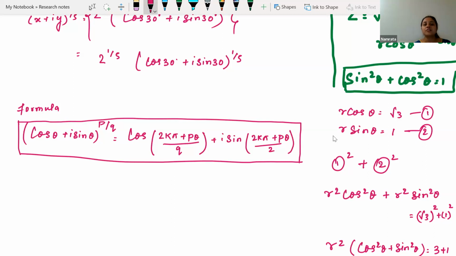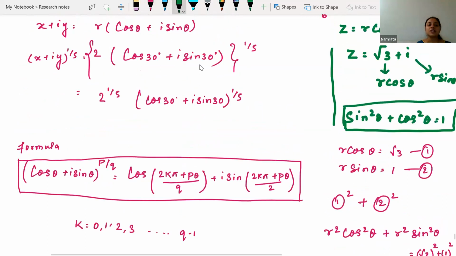So let's apply the formula over here. And one more thing is there in the formula, that k value we need to take from 0, 1, 2, 3 till q minus 1. So let's use the formula for our expression. What's our expression? Our expression is this one. We are going to use the formula over here.